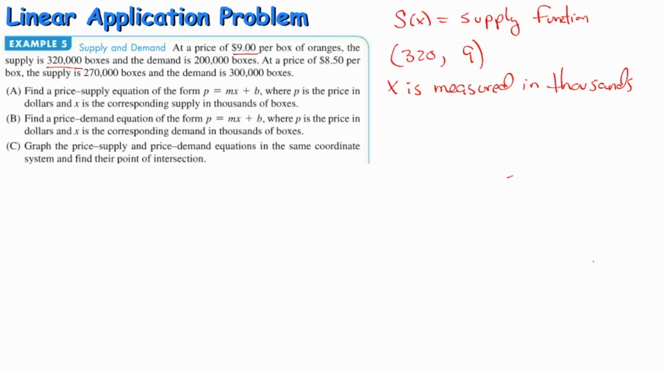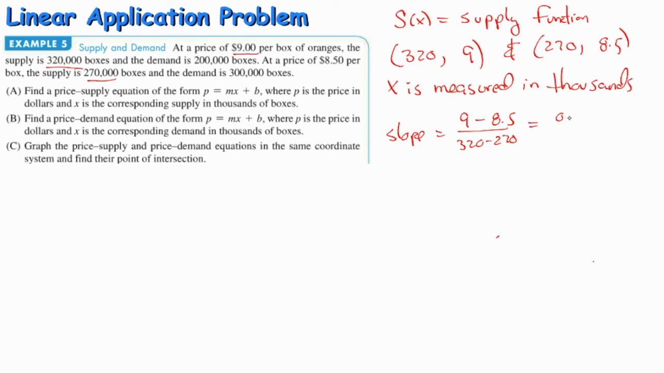And then our second point was that when the price is at $8.50, supply is 270,000. So our second point will be 270 and 8.5. So this will allow us to create a price supply equation. So we can find the slope, 9 minus 8.50 over 320 minus 270.